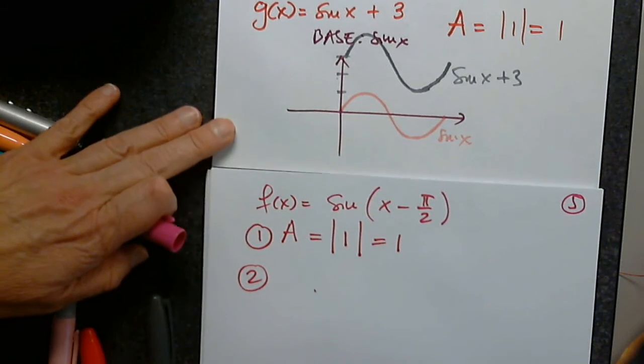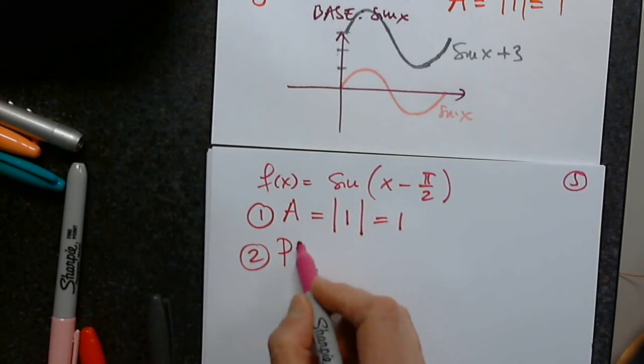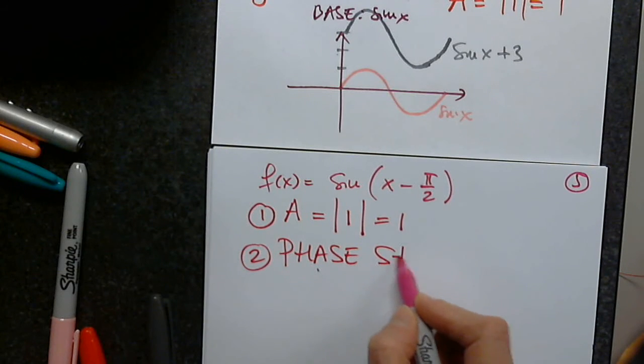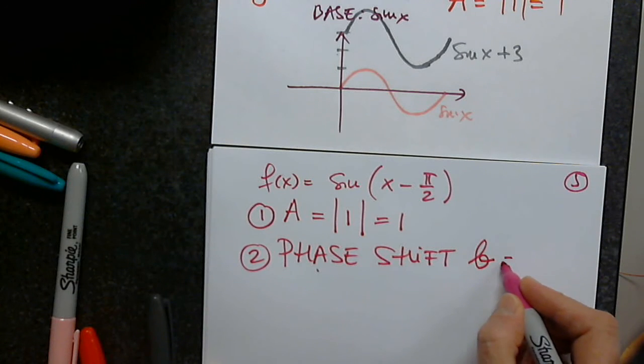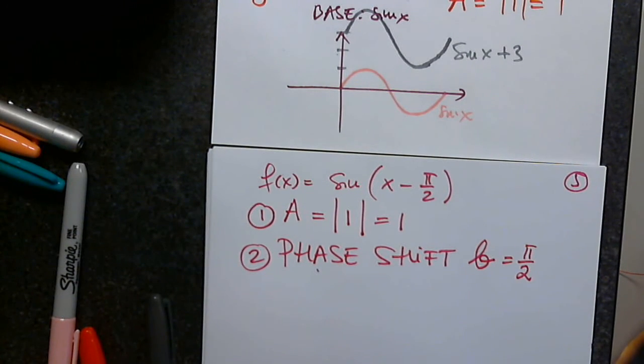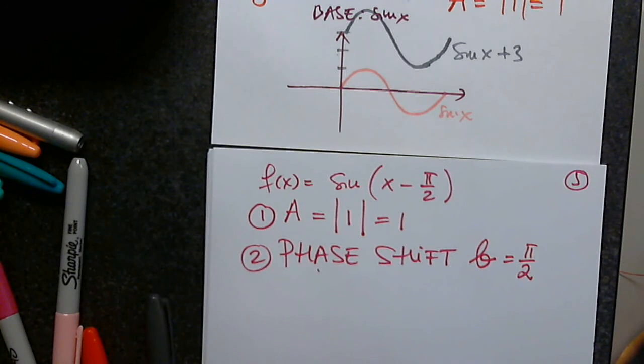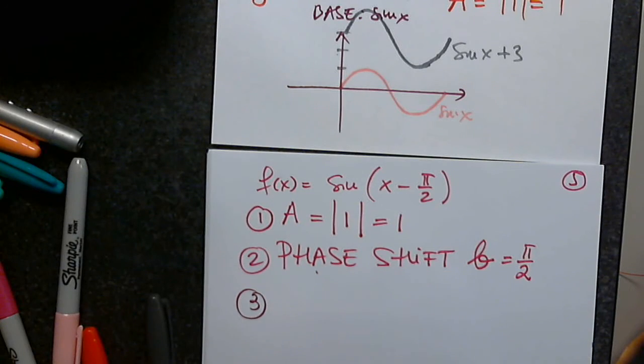Number 2, something called phase shift. It's the horizontal shift, but for trig functions it's called phase shift. So where does sine x go, to your left or to your right? To your right. Yes, because of that, the phase shift will be b, which is pi over 2. It goes into the positive direction. It's denoted by b.